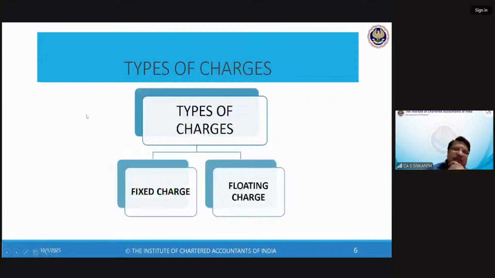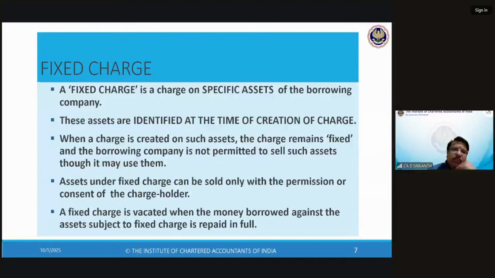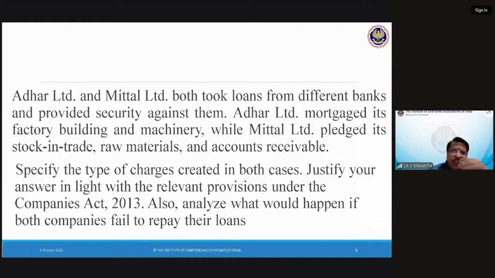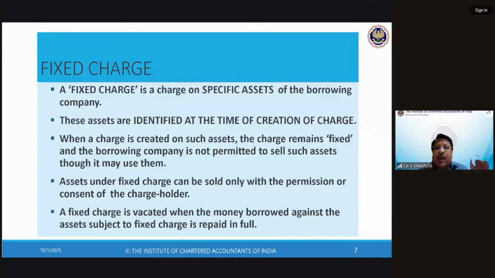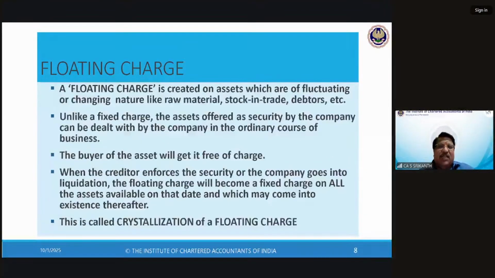Where did we stop last time? In fact, I've already told you what a charge is, what a fixed charge is, and what a floating charge is. You know the difference now, I hope. If you are given an example like this, you will know. Basically, a specific charge, a charge on a specific asset which is identified at the time of creation, is a fixed charge. But a charge on a class of assets, not a specific asset, but a class of assets which keep changing in the ordinary course of business, with the right of the company to transfer without any objection or without any clearance from the charge holder, is a floating charge.